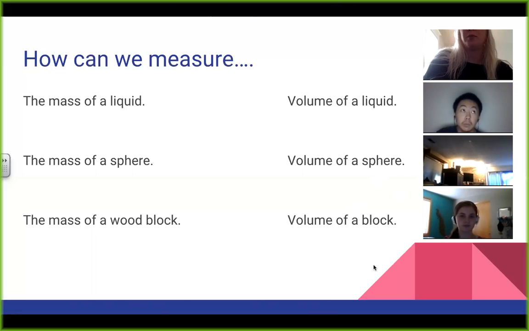What about a sphere and a block? How can we find the volume of those? I'll give you a hint. Math. Right? We would do math here. There's formulas for this. There's a formula for a volume of a sphere. There's a formula for a volume of a block.